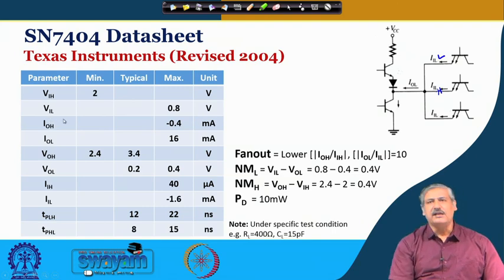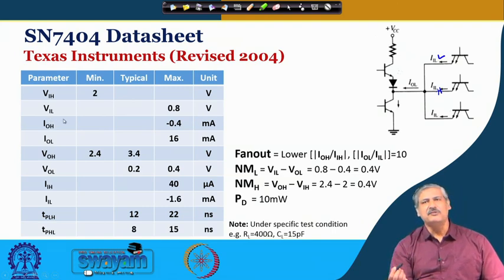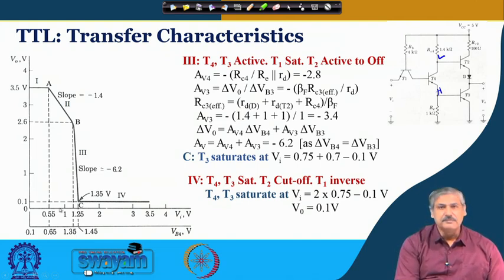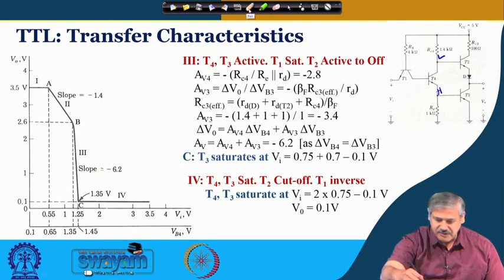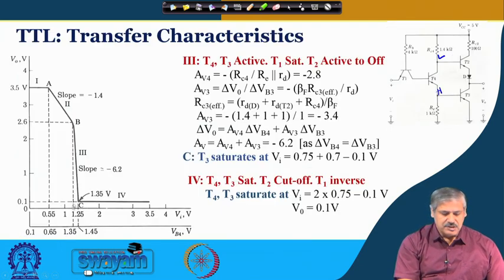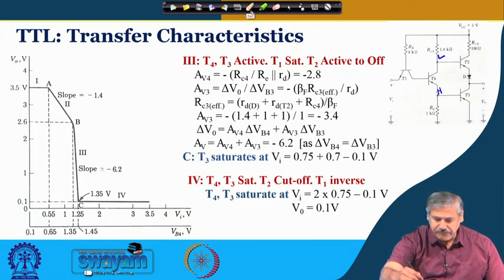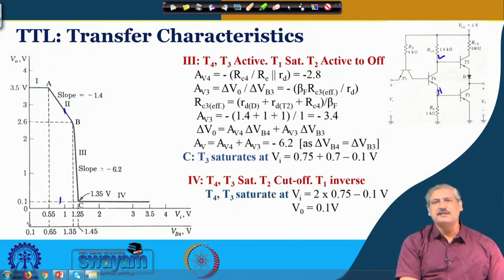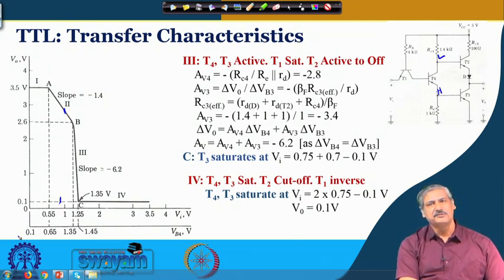Similarly, VIL is the maximum value of the input voltage which is treated as low; any voltage less than that will be treated as low. If you look back at this value, 0.8 is somewhere here. At that time the output is somewhere here. So, any voltage less than that is treated as logic low.